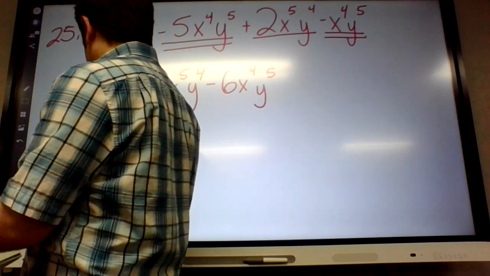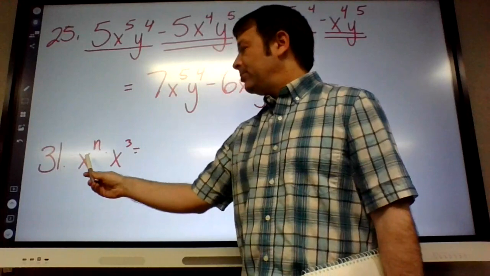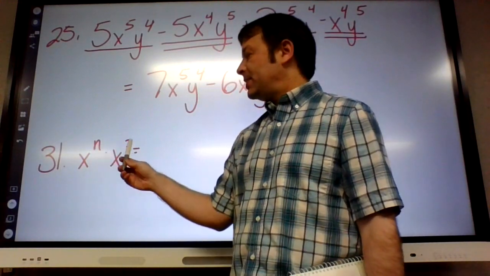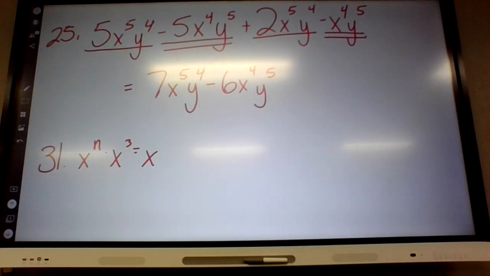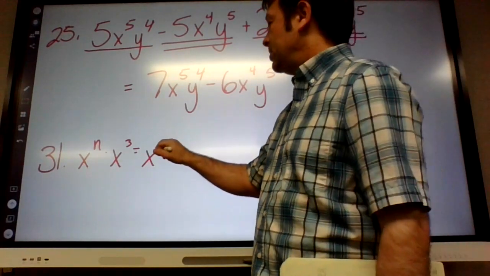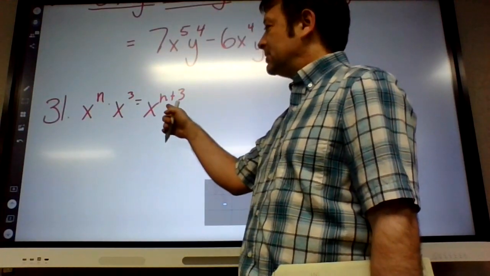X to the n times x to the third. Okay, what do we do when we multiply the same base? What do we do with the exponents? Add. Does n plus 3, do those simplify? No. So the exponent's just going to be n plus 3. Wow. x to the n plus 3. That's how you write it. See, short and sweet.